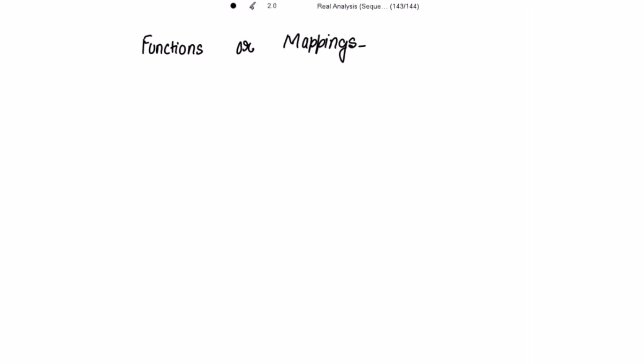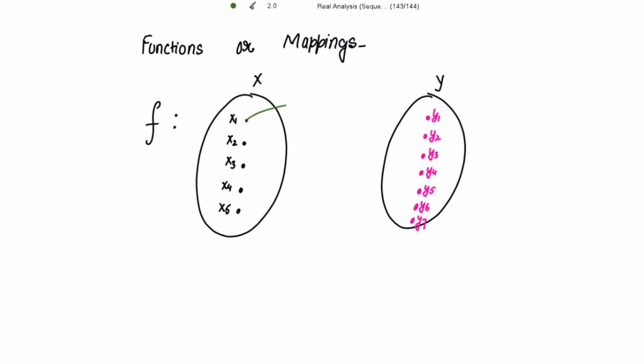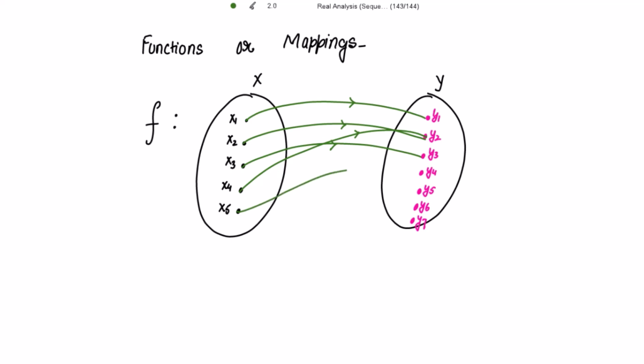So if I define a rule f from the set X to the set Y in such a way that every element of X is associated with a unique element in Y. Suppose x1 is associated with y1, x2 is associated with y2, x3 is associated with y3, x4 is associated with y2, x5 is associated with y4.